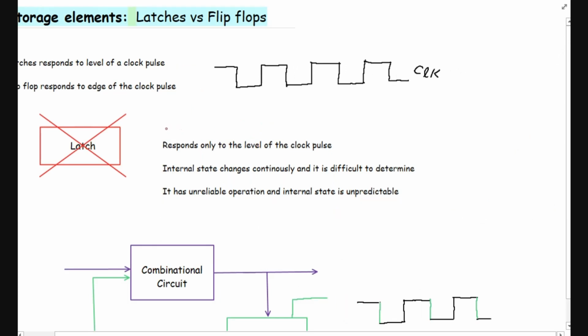As already discussed, latches cannot be used as storage devices, because they respond only to the level of the clock pulse. Similarly, when using a latch as a storage device, the internal state changes continuously and the internal state cannot be determined. This unreliable operation of the latch makes the internal state unpredictable.